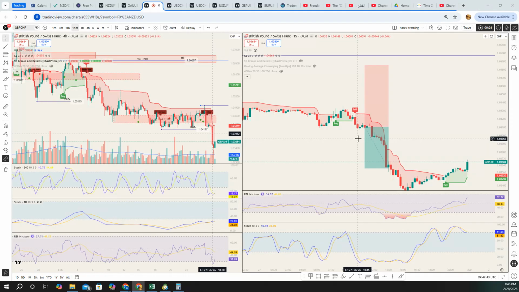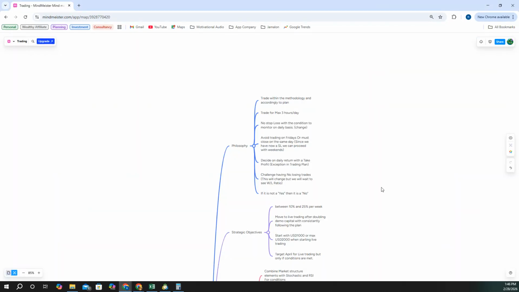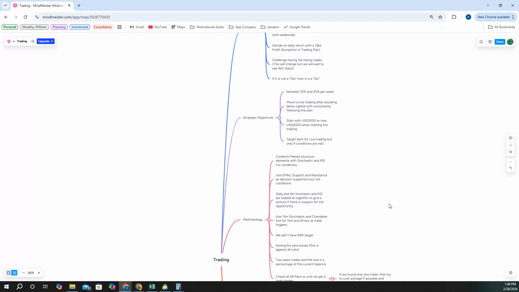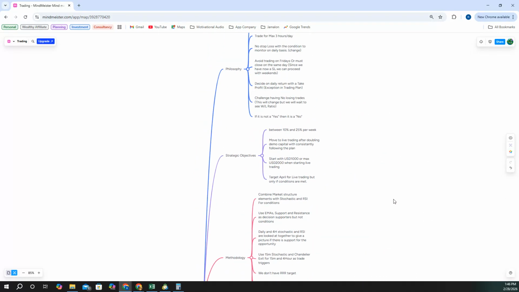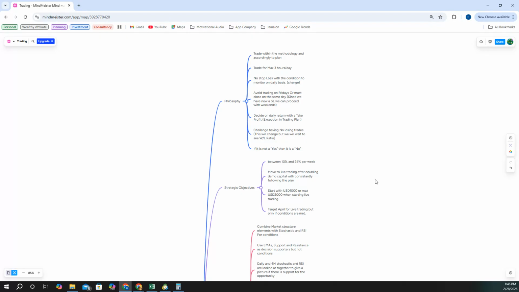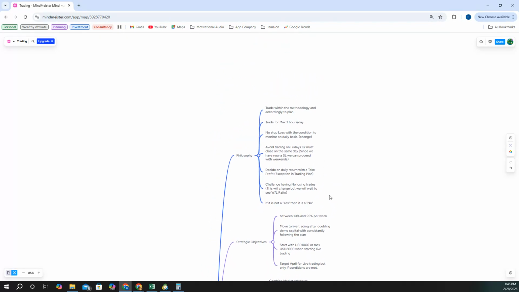As I said, we have now been talking within a series about my personal trading platform, which consists of the trading philosophy, strategic objectives, methodology, and trading plan. And this is the trading environment that I'm building for myself, so as to be trading within a professional, career driven environment. And this is how I'm doing it.